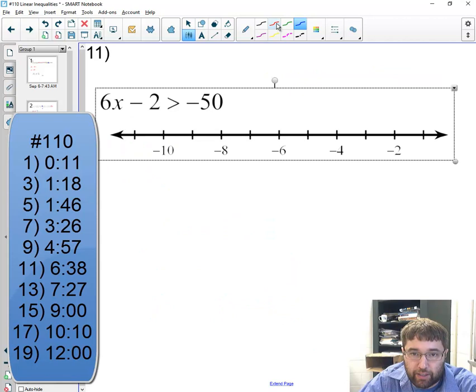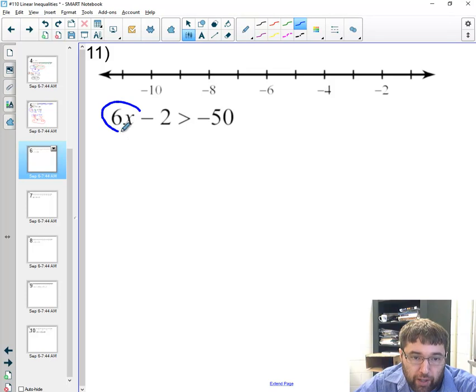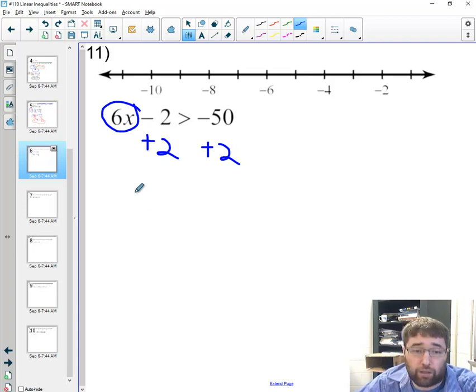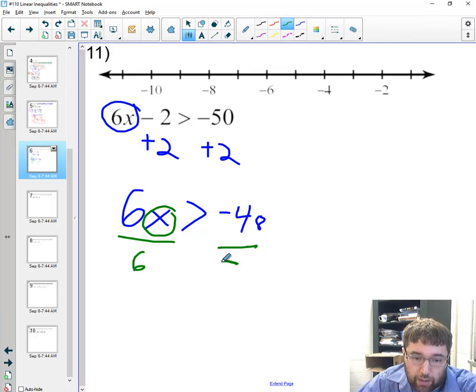Number 11. So we have 6x minus 2 is greater than negative 50. First thing we want to do is circle the variable, take care of the hater. So we're going to add 2 to both sides. Again, please stop talking. You have 6x is greater than negative 48. I circle the variable, take care of the hater, divide by 6. And we get x is greater than negative 8.